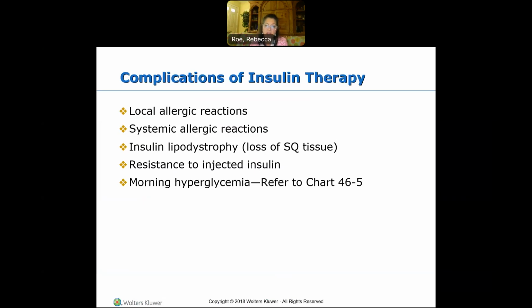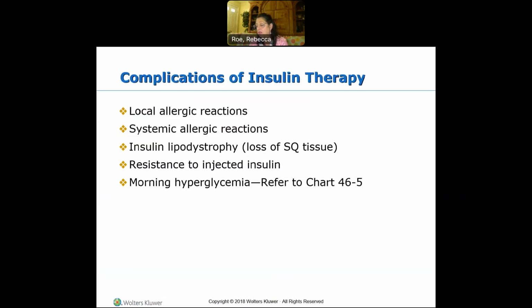The result of that, if they continue to keep injecting into that same spot, is that you'll have less than adequate absorption of the insulin into their system. And so it's not a very good thing to have. So patients need to be taught how to rotate and where to rotate to. And there's plenty of places on your body that you can give injections.